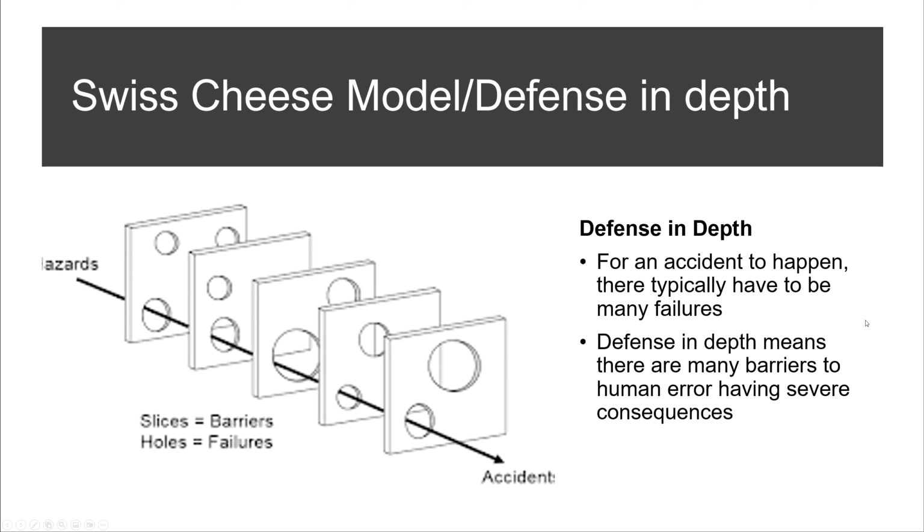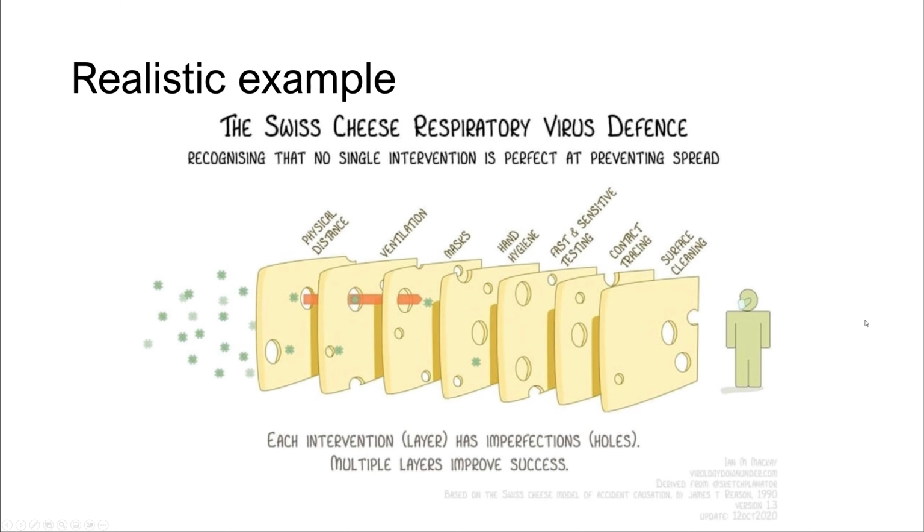Here's another example that's a little bit more relevant to our recent periods. Here's the Swiss cheese respiratory virus defense that started circulating around COVID. And what's important is how our jobs as designers or human factors professionals relate to all of these. So the analogy I've always used is human factors or design or whatever: our job is to determine the size of the holes in the cheese and where we're going to put the holes in the cheese.